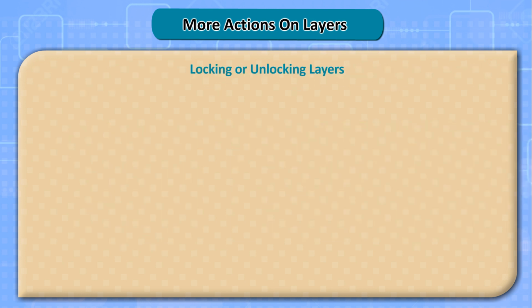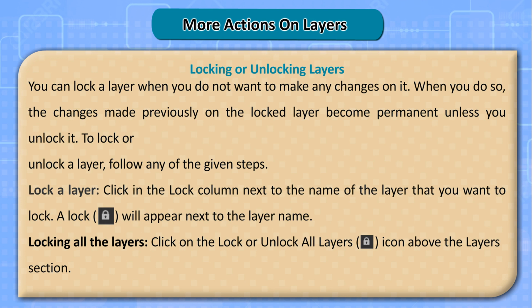Locking or unlocking layers. You can lock a layer when you do not want to make any changes on it. When you do so, the changes made previously on the locked layer become permanent unless you unlock it. To lock or unlock a layer, follow any of the given steps. Lock a layer: click in the lock column next to the name of the layer that you want to lock. A lock will appear next to the layer name.